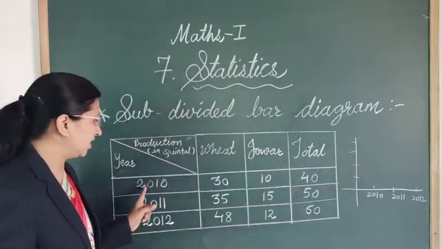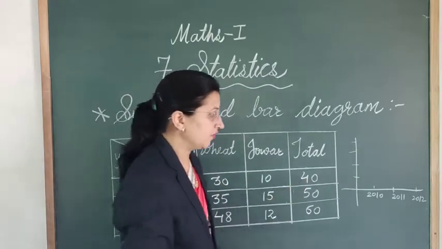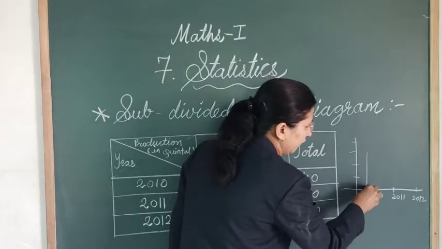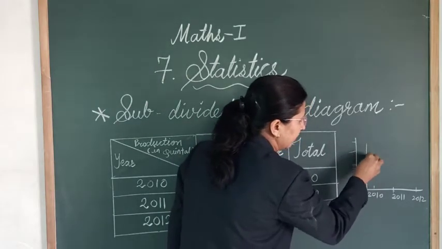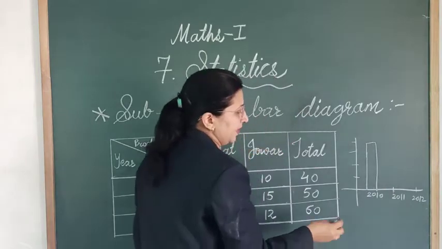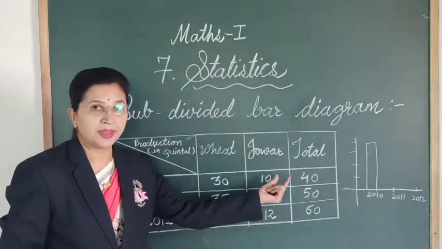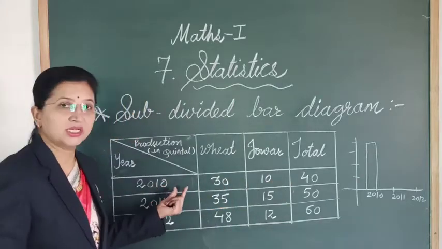Now in 2010, the total is 40 quintal. So we will take the 40 quintal. Now here we will study by taking the example. Then here, after taking the scale, we write that bar for 2010.